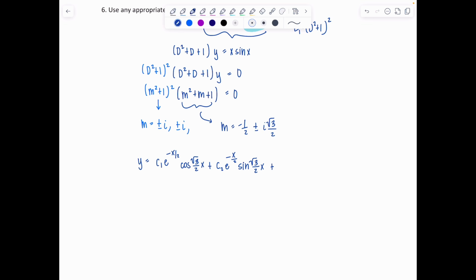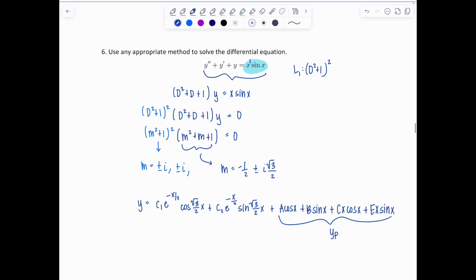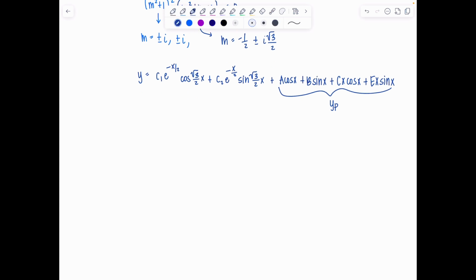So this will be A cosine x plus B sine x. And then these are duplicate terms, so I'm going to add an x again and rewrite. This will be Cx cosine x plus, I'm going to skip D so we don't confuse it with our differential operator, so Ex sine x. Okay, this is yp. Now I need to solve for A, B, C, E, and I'll do that by substituting in. So I'll take two derivatives, plug it in, and then solve the system to get my coefficients. This part is where you have to really be careful.